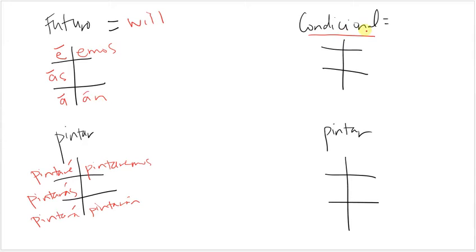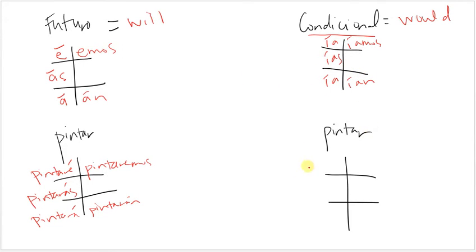So the conditional is somewhat similar. The conditional in English is going to mean would. And the endings are actually the same as the imperfect forms: ía, ías, ía, íamos, íais, ían. And this is for all verbs. So both of these are for all verbs. It doesn't matter if it's AR, ER, or IR. It's always going to be these endings, and it's going to be the full infinitive.